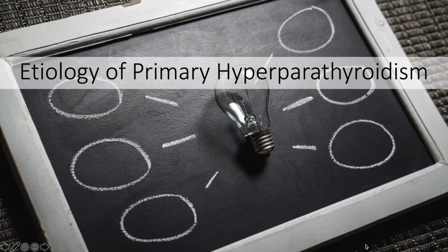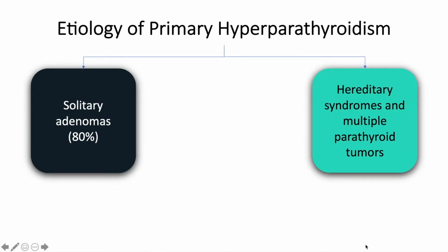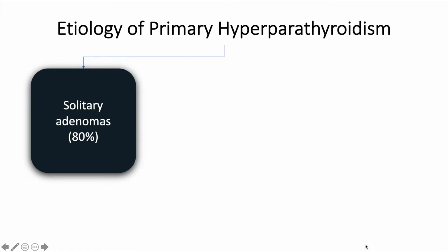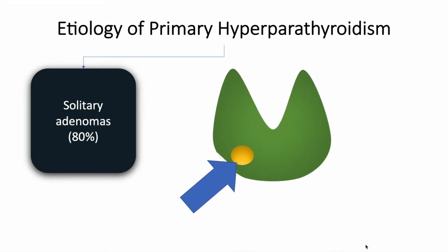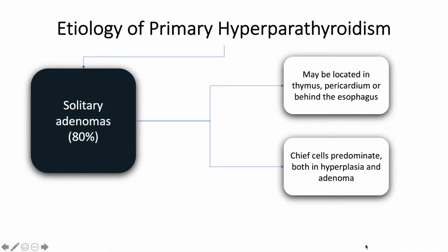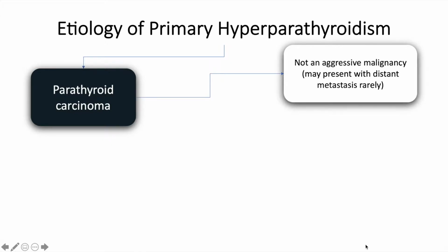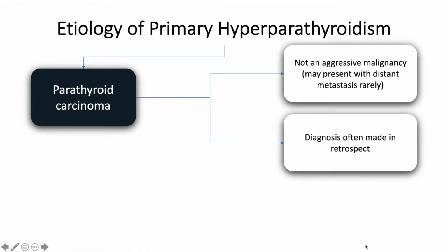The etiology of primary hyperparathyroidism is solitary adenoma of the parathyroid in 80% of the cases, but it could also be hereditary syndromes and multiple parathyroid tumors. Solitary adenoma of the parathyroid gland usually affects the inferior parathyroid gland, but it also may be present in the thymus, pericardium, or behind the esophagus. Histopathologically, chief cells predominate both in hyperplasia and adenoma. Parathyroid carcinoma is not an aggressive malignancy, but rarely may present with distant metastasis.